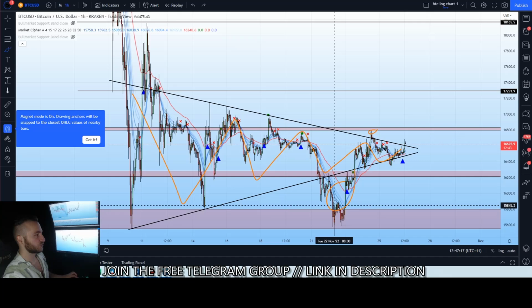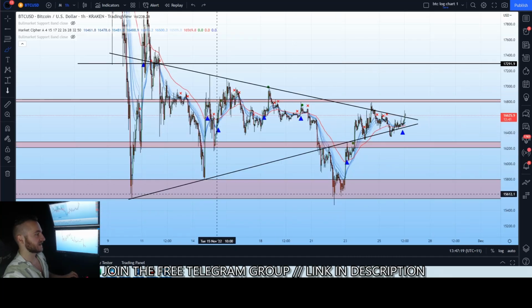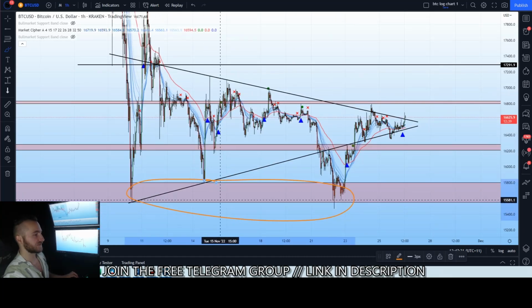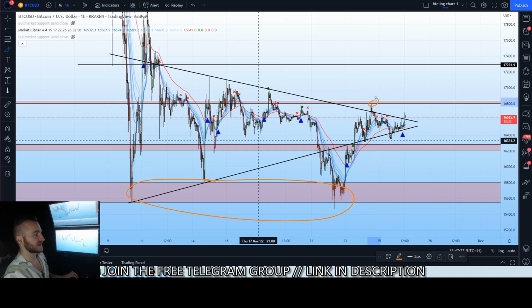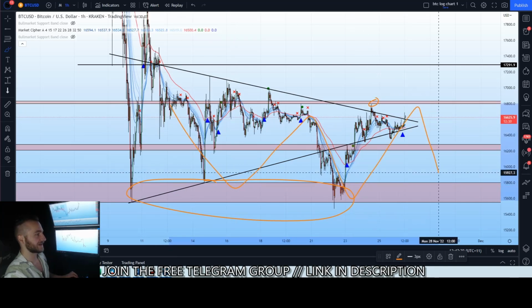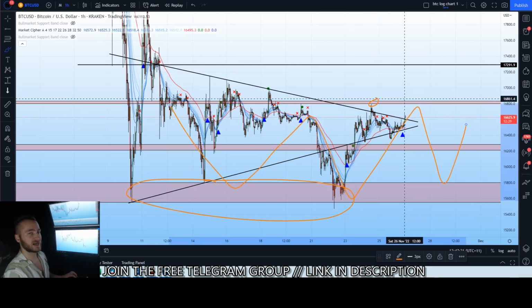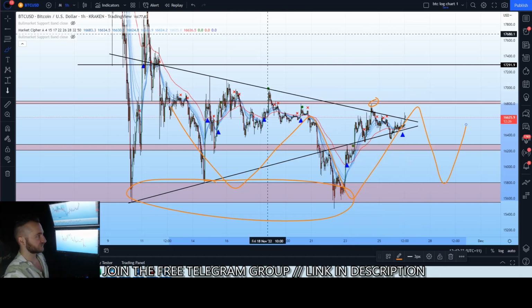And the range I'm talking about is sitting between this lower range over here, 15,000 to 15,500 to 15,800, and this upper range, which is sitting around 16,800. So we're still kind of bouncing between this range. We'll talk about what we expect next in a second.